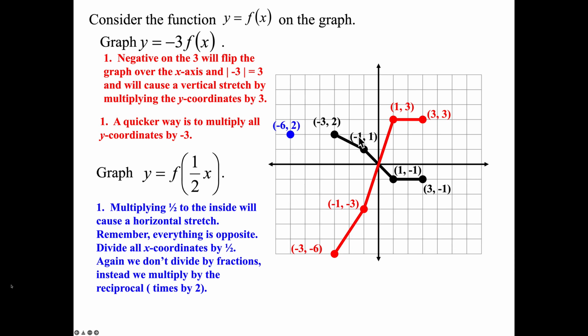Next point's negative 1, 1. Take the negative 1 on the x, multiply it by 2. That's going to go to negative 2, 1. This 1, negative 1, x-coordinate 1, multiplied by 2, goes to 2, negative 1. This point with an x-coordinate of 3 is going to go to 6. 3 times 2 is 6, negative 1. Connect your blue dots in order. There's your graph.